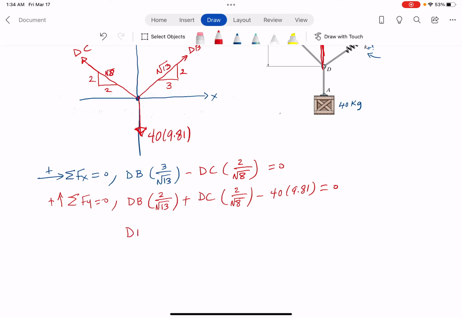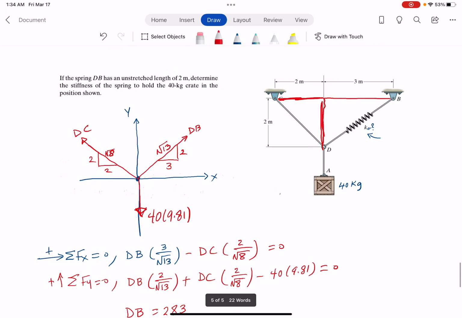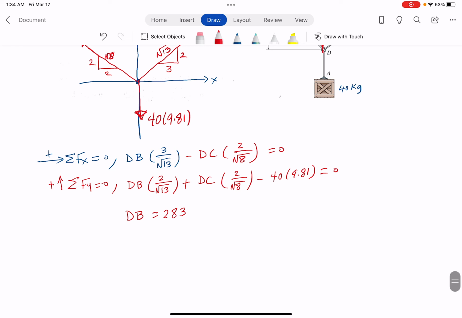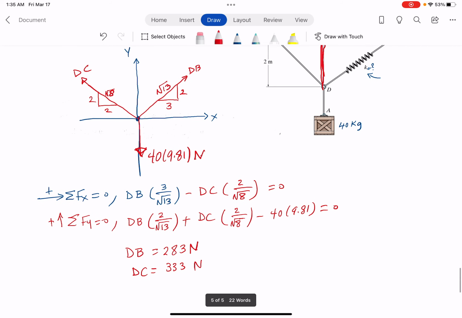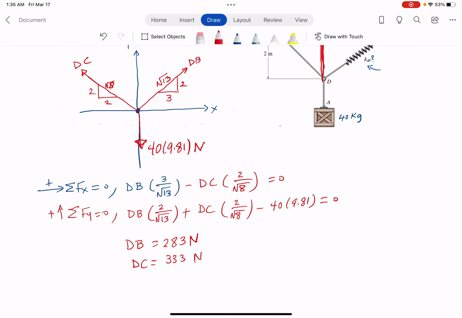So DB is equal to 283. That is in, oh, of course, Newton, because this is in Newton, sorry. Should put this here. This is in Newton. And DC, the calculator shows 333 Newton. Okay. And they both, of course, are in tension.